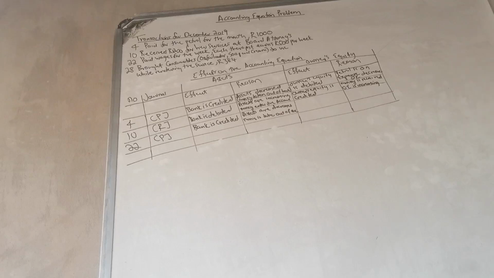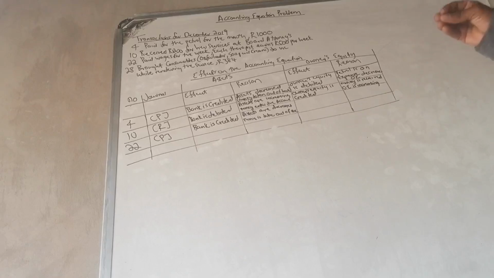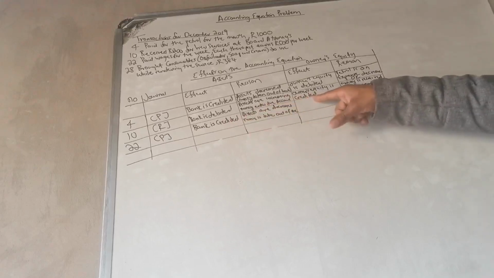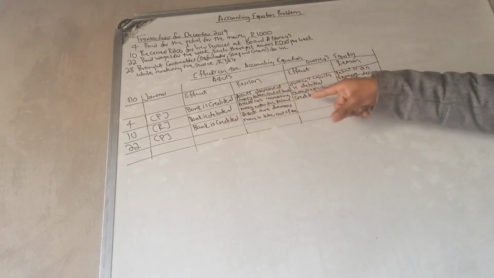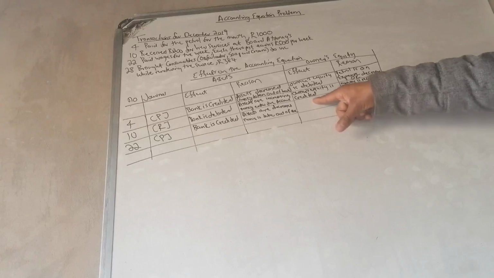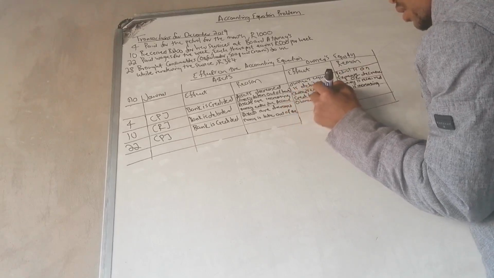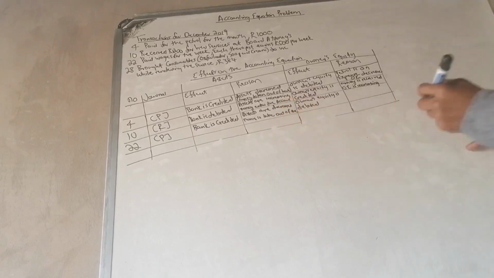Now, where is the owner's equity based on the double entry principle? Is our owner's equity going to be debited or credited? Based on the double entry principle, if our assets were credited, our owner's equity must be debited. So we are going to say that our owner's equity is debited.